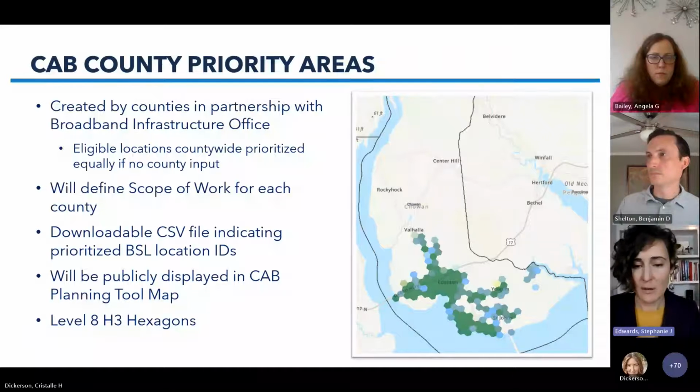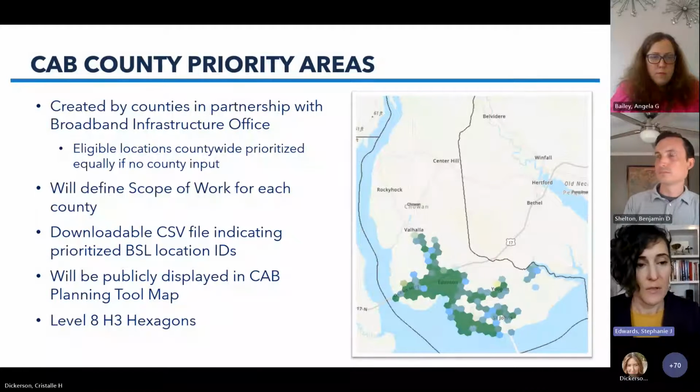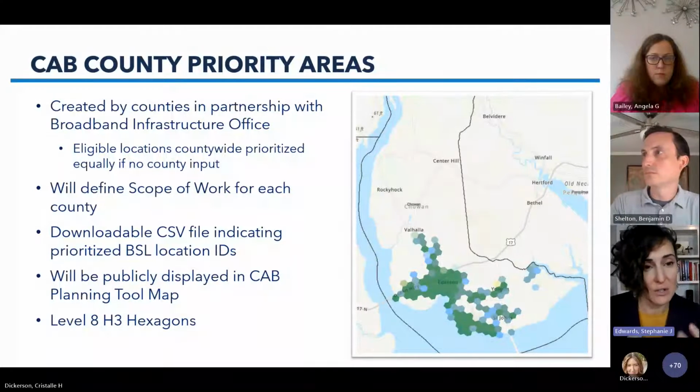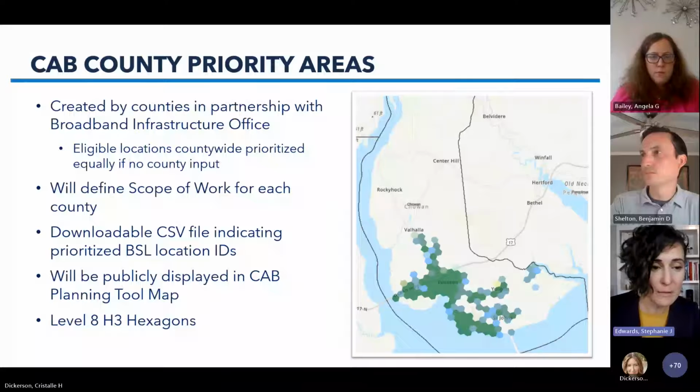But what's important to take away from this slide is that the scopes of work for the CAB program will really focus on any priorities that county leadership has that they coordinate on with our office. We will have CSV files with the resulting eligibility layers and indications of their inclusion in these priority areas available for the internet service providers to download, or anyone else with a license to get at that location level data. But then we'll also be aggregating these areas for display in small hexagons like you see here.